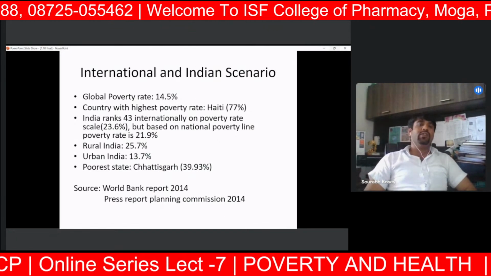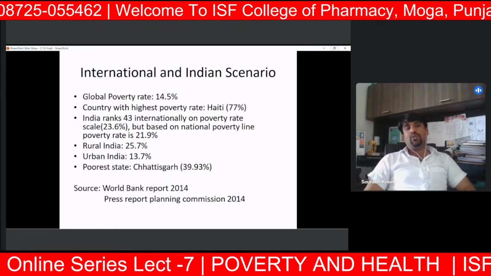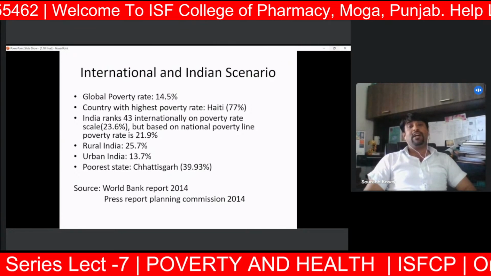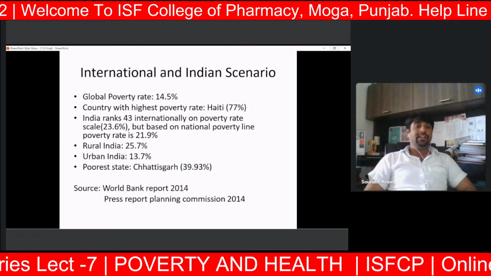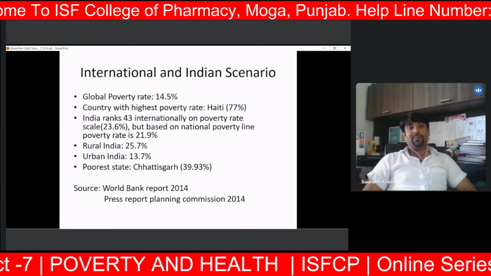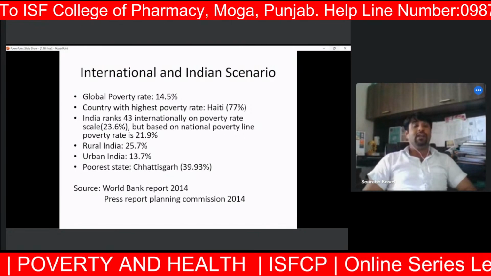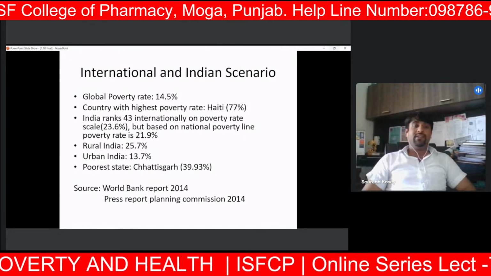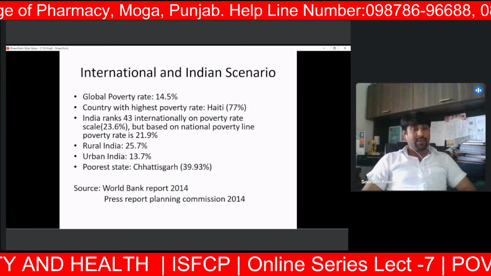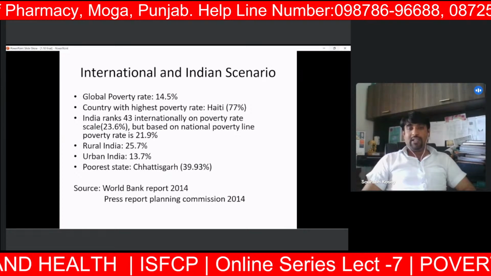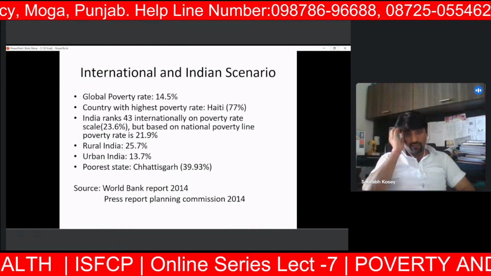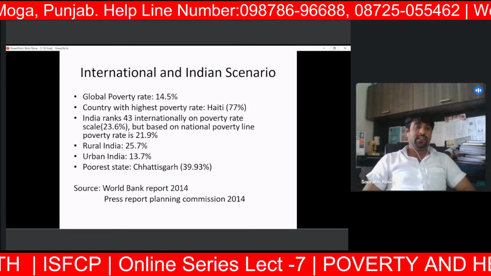When we talk about the international and national scenario, the global poverty rate is 14.5%, where the country with the highest poverty is Haiti at 77%, and India ranks 43 nationally on the poverty rate scale, which is 23.6, but based on the national poverty line, the poverty rate is 21.9%. Rural India is 25.7 percent. Urban India is 13.7 percent. The poorest rate is in the state of Chhattisgarh with 39.93%.